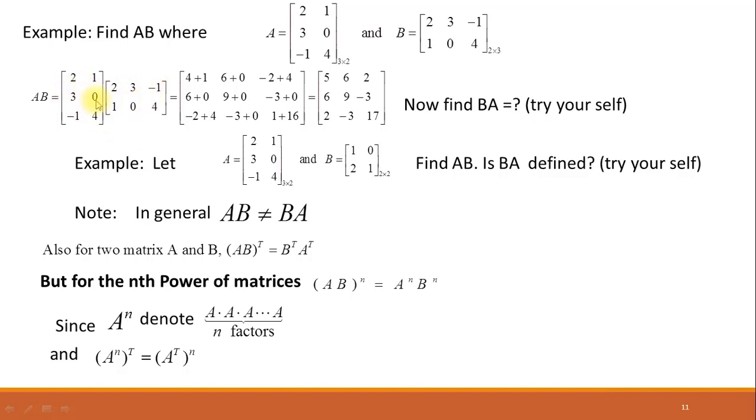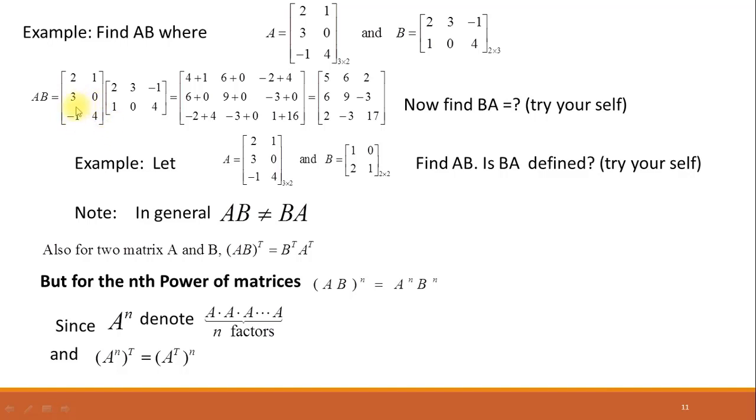Fix this row and apply this row to this column. We get 3 multiplied by 2 is equal to 6 and 0 multiplied by 1 is equal to 0. Applying this row to this column, we get 3 multiplied by 3 is equal to 9 and 0 multiplied by 0 is equal to 0. Now applying this row on this column, we get 3 multiplied by minus 1 is equal to minus 3 and 0 multiplied by 4 is equal to 0.